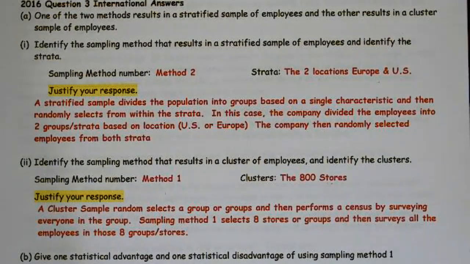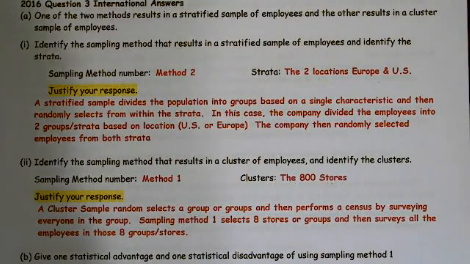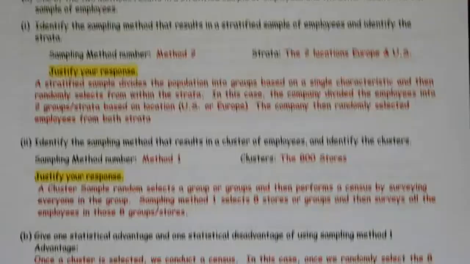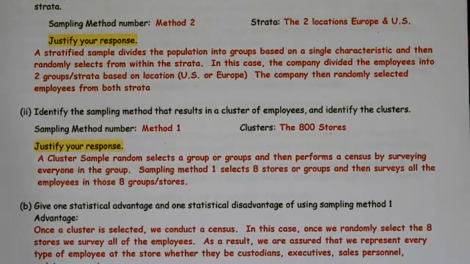Now, the part in yellow was not required, but I just wanted you to be able to explain it. That's probably the part that took the longest on this. A stratified sample divides the population into groups based on a single characteristic, and then randomly selects from within the strata. In this case, the company divided it into 2 groups, US or Europe, and randomly selected from both strata. Not required, but I asked you to do it. A cluster sample randomly selects a group or groups and then performs a census by surveying everyone in the group. Sampling method 1 selects 8 stores or groups and then surveys all the employees in those 8 groups.